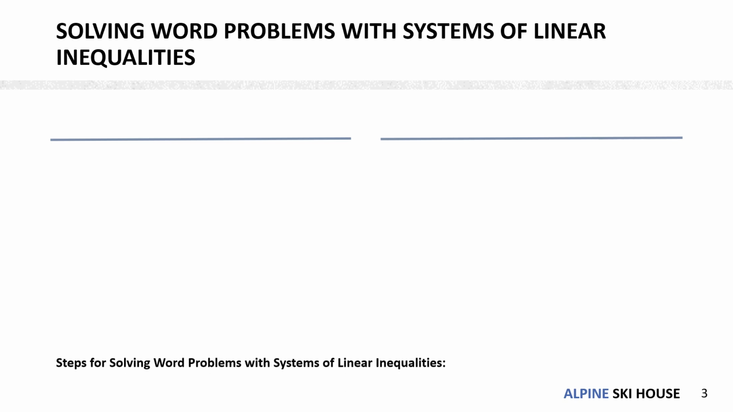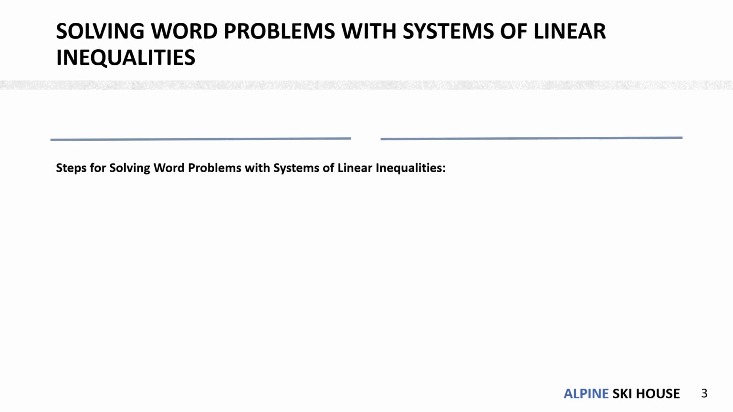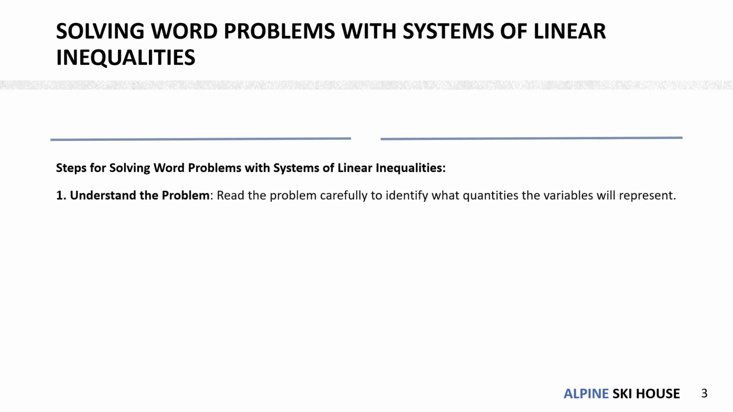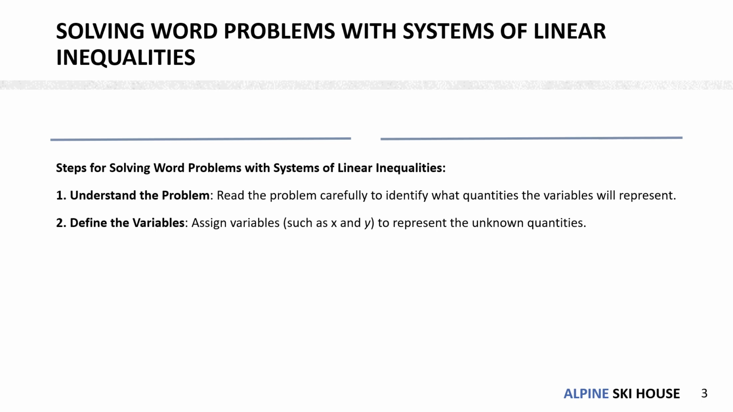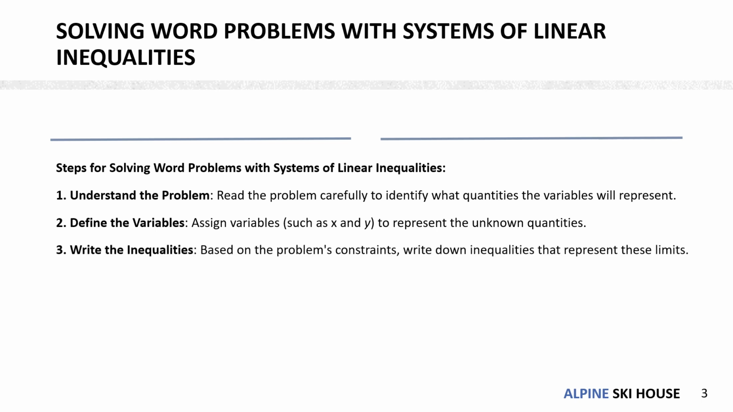These are the usual steps you'll need to take to solve word problems with systems of linear inequalities. 1. Understand the problem. Read the problem carefully to identify what quantities the variables will represent. 2. Define the variables. Assign variables, such as x and y, to represent the unknown quantities. 3. Write the inequalities. Based on the problem's constraints, write down inequalities that represent these limits.